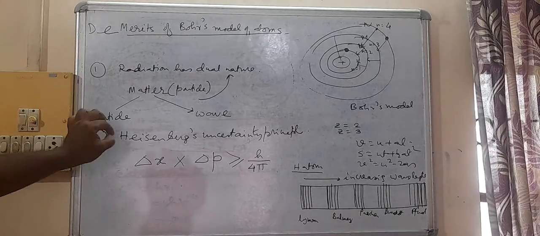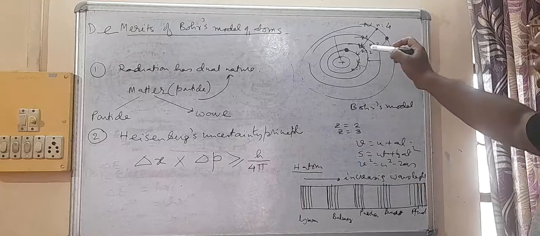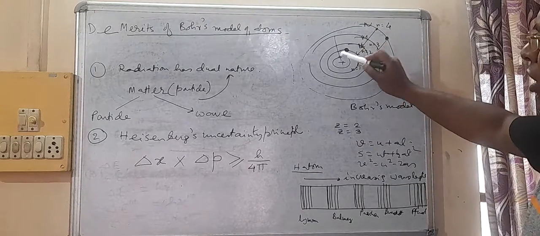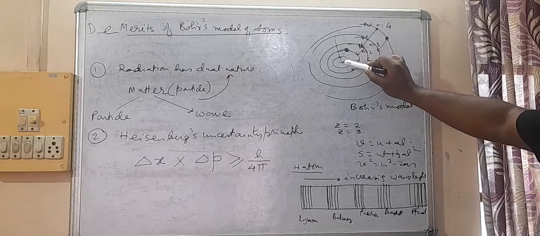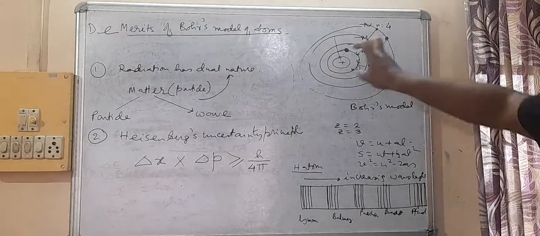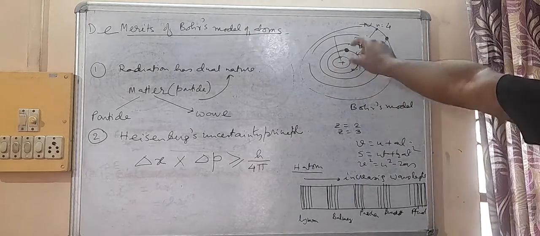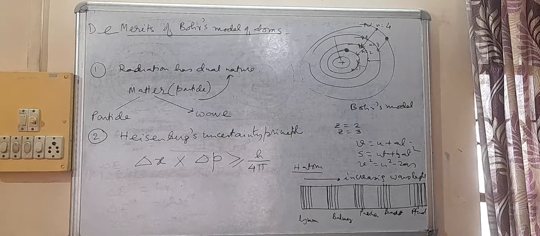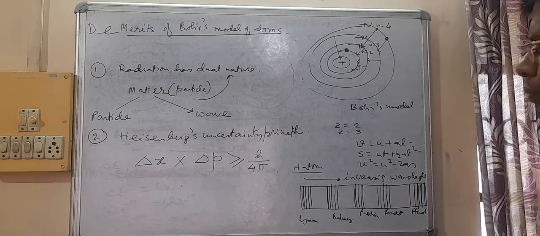And Bohr had given the idea of well-defined orbits. It means, as if according to Bohr, we can determine the position of the electron. So that is not correct. That is not correct.